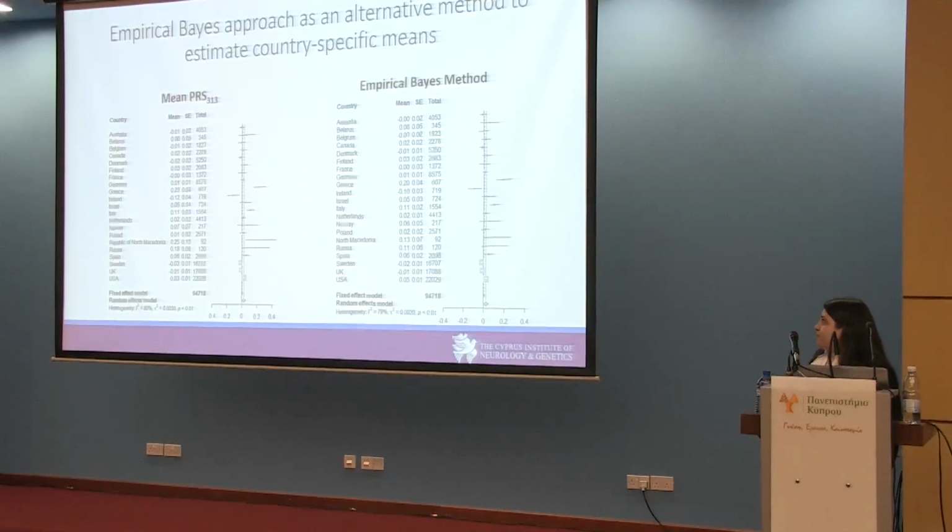So here are the forest plots. Here, we calculate the mean PRS, and here we calculate the means by using the empirical-based approach. And as we can see, for countries such as the Republic of North Macedonia and Russia, where we have a small available sample size, their estimates have the greater shrinkage towards the overall mean.